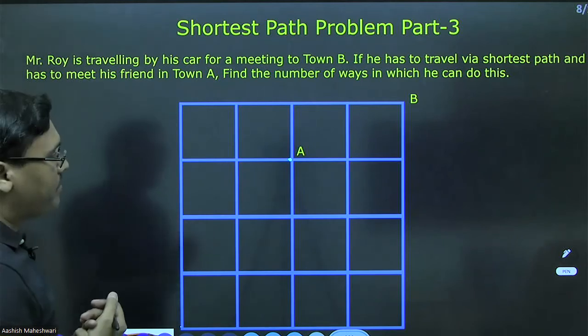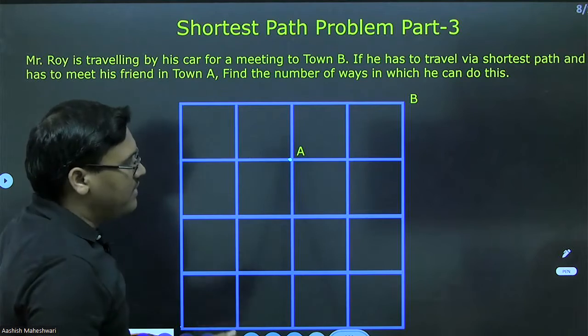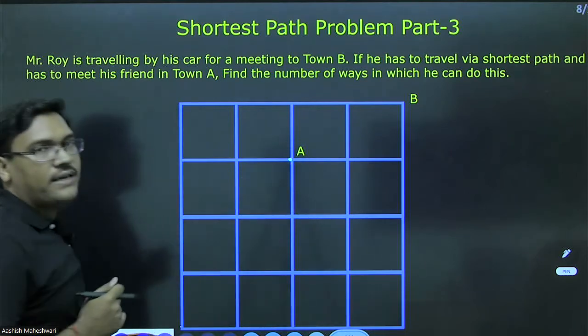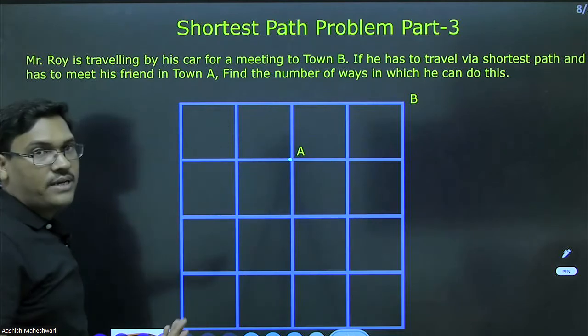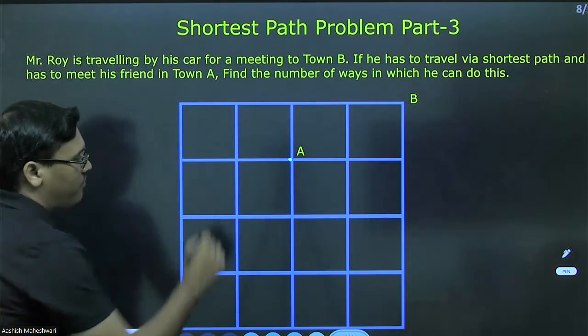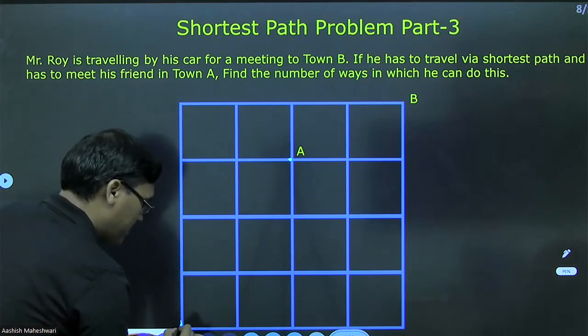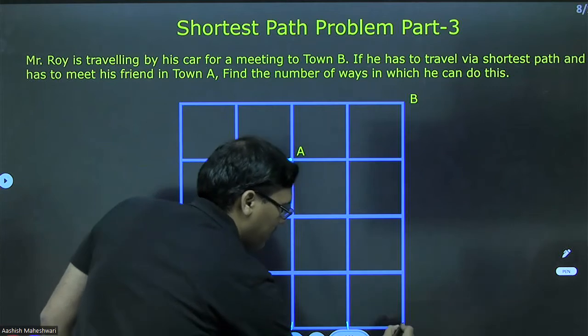This is the question. Now, logic is same. The only thing is, first he has to reach point A. Then from A he has to reach point B. Right? So now let's start. First we have to reach A. So this is 1, 0. The person is starting from here. This is 1, 1, 1 and 1.